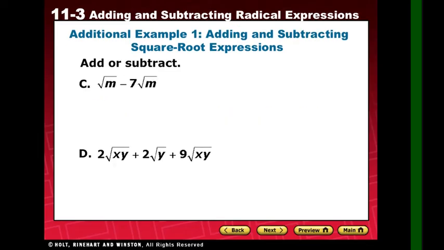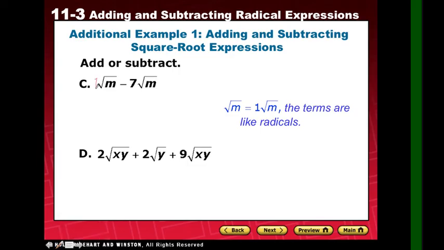Okay? Now, another example: square root of m minus 7 square root of m. Do the radicals have the same terms? Pareho ba sila? Correct. So, we can subtract. The terms are like radicals. Remember, yung square root of m, meron siyang 1.